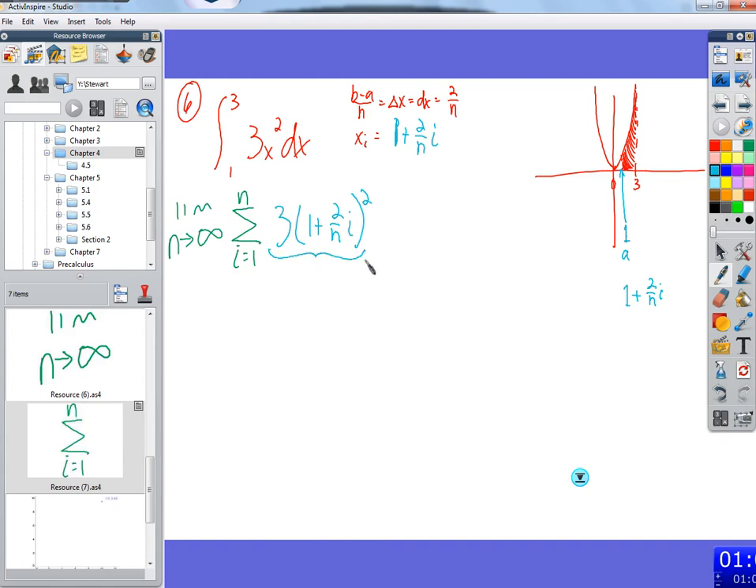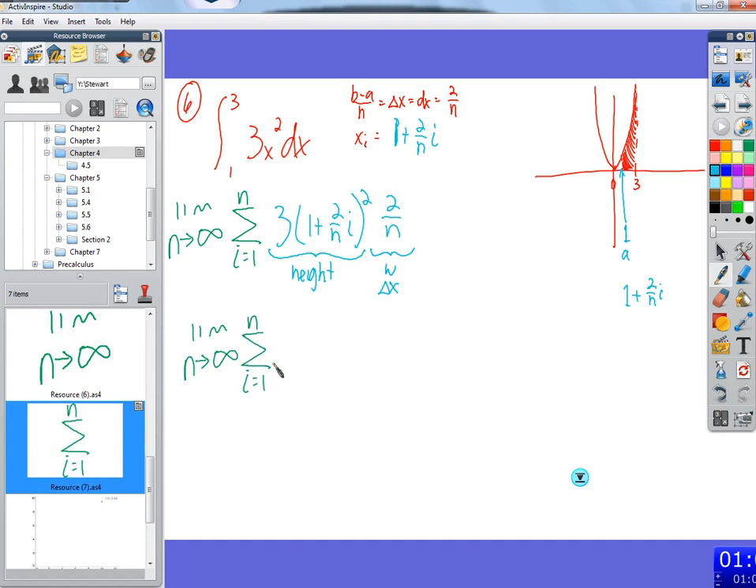What's this? The height. What else do we need? The width, which is just 2 over n. So 2 over n and 3 gives 6 over n. We're going to have to multiply this out: 1 plus 4 over n times i plus 4 over n squared times i squared.